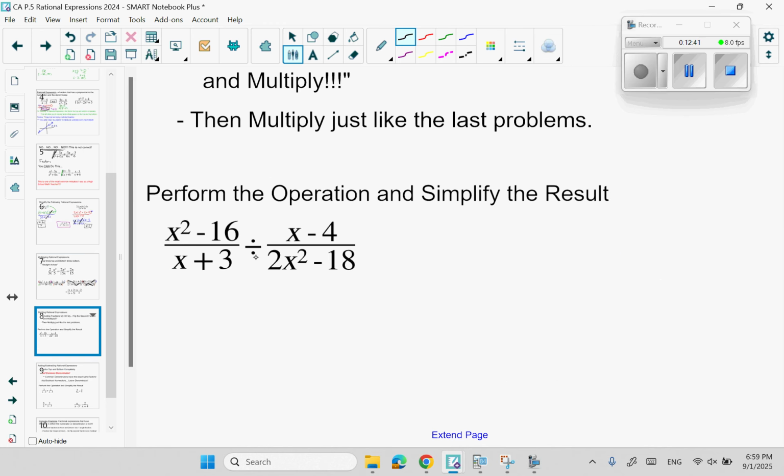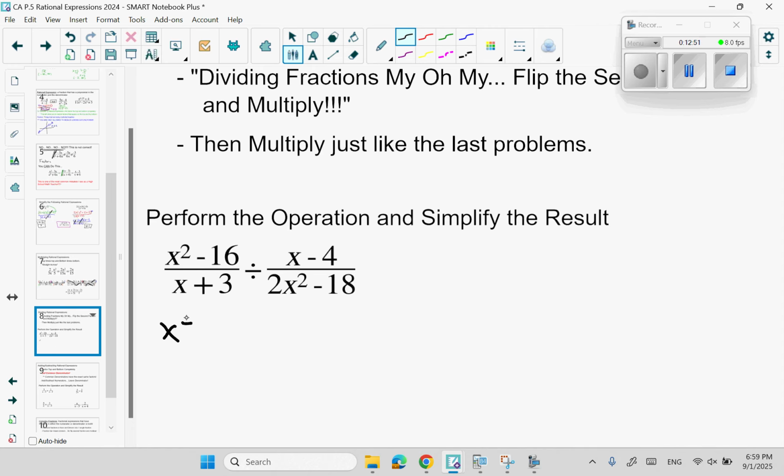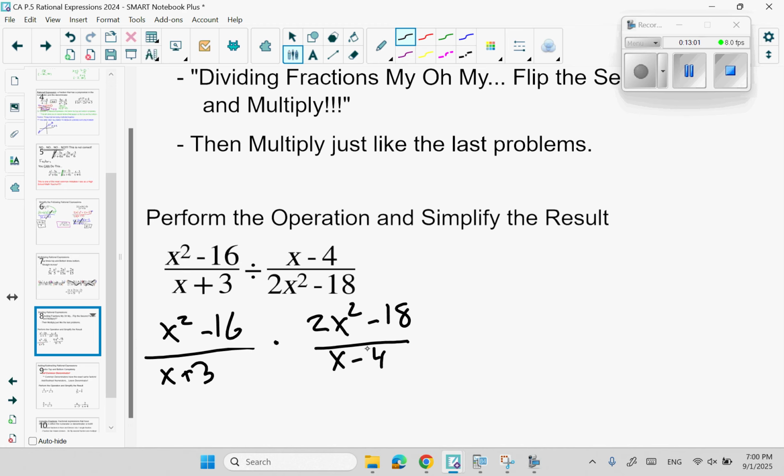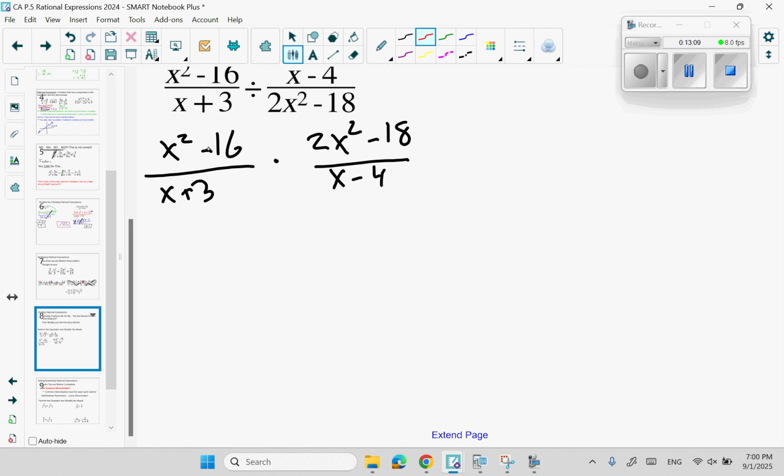So dividing, very similar. You just keep the first fraction the same, change this into a multiplication sign, and flip the second fraction. So I'm going to get x squared minus 16 over x plus 3 times 2x squared minus 18 over x minus 4. Now again, I could multiply all this, or I can factor right away. Well, x squared minus 16 turns into difference of squares. So that's going to give me x minus 4, x plus 4.